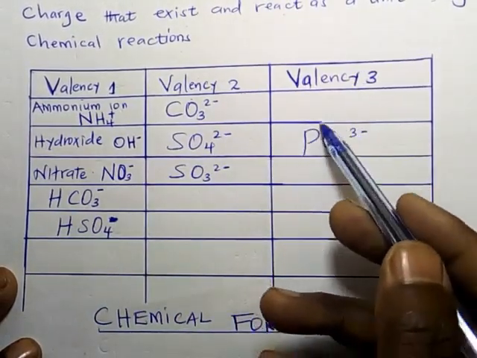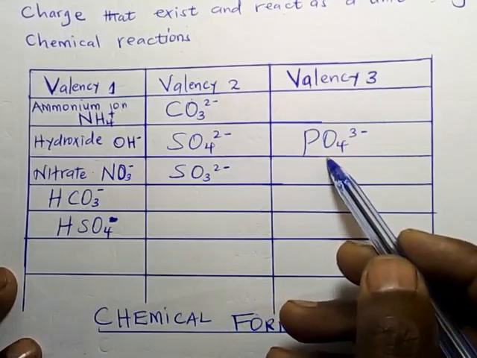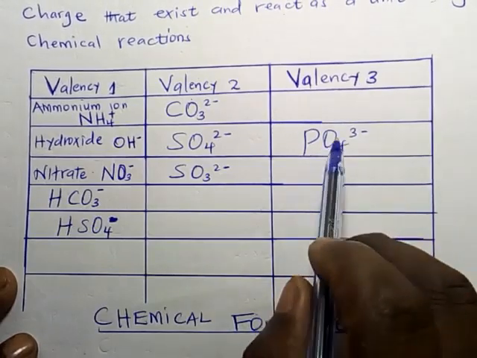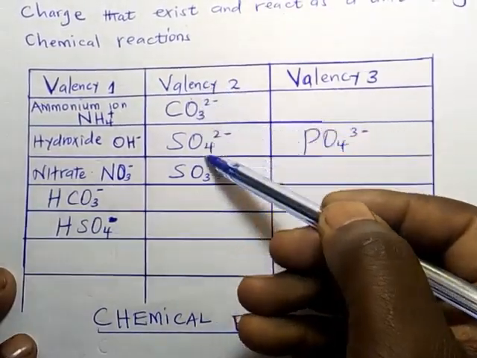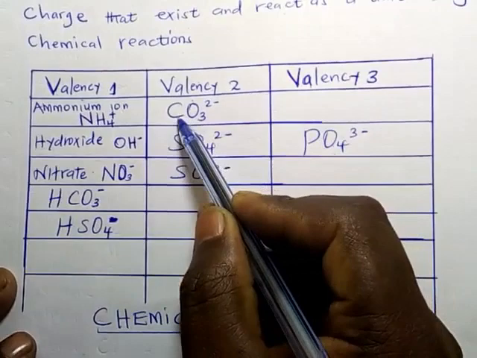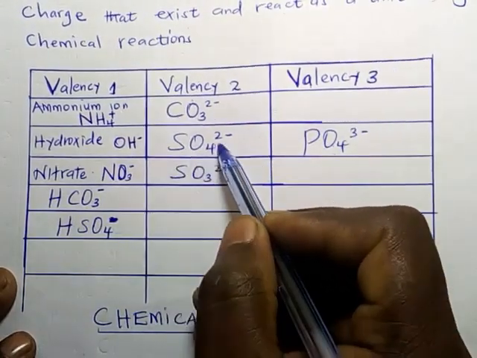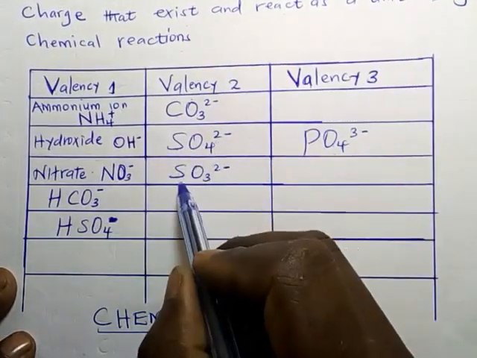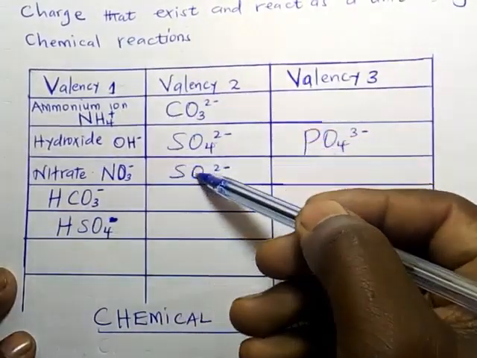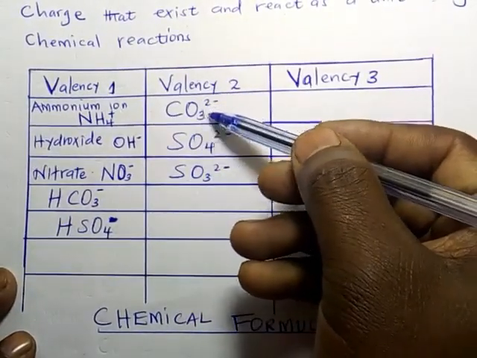But I don't think you have seen very many chemical reactions dealing with phosphate, so this one is not commonly used. We want to deal with the commonly used ones. We have carbonates: magnesium carbonate, zinc carbonate; sulfates: magnesium sulfate, zinc sulfate; sulfites: sodium sulfite. So these are the commonly used radicals.